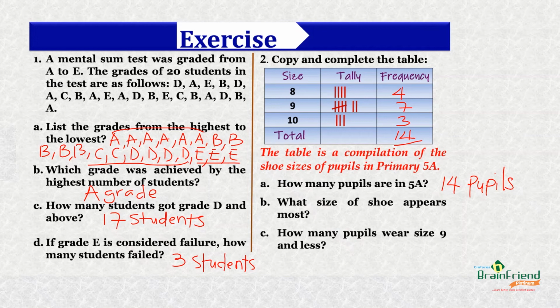Next, what size of shoe appears most? From our frequency, we have the highest frequency as 7. So size 9 is the answer to that question. Size 9. How many pupils wear size 9 and less? We have 7 and 4. That gives us the number of pupils that wear size 9 and less. So 4 plus 7 gives us 11. So we have 11 pupils. If these were your answers, you are correct.